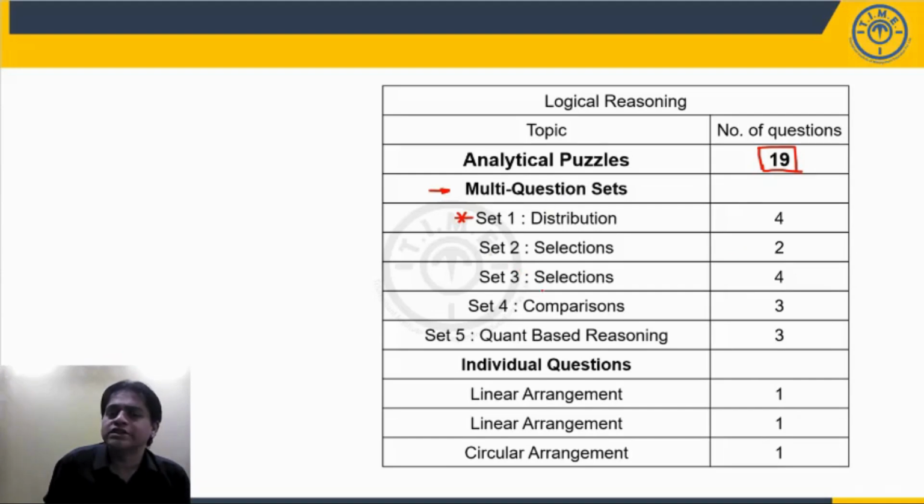So there were 2 selection based sets. There was one set of selections where there were just 2 questions asked. So that selection based set was about 2 cars in which you have to decide who is traveling in which car. So there were persons, they were labeled P, Q, R, S and so on. And then there were conditions given: P will not travel with Q, or Q has to travel with R, and so on and so forth.